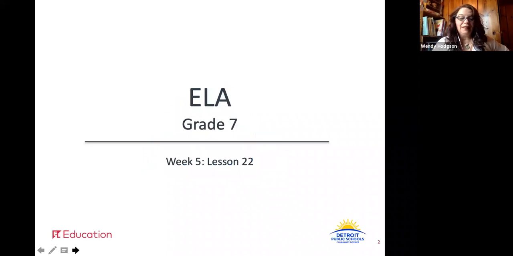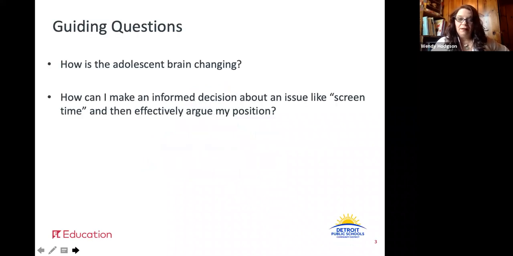Today, we're going to continue our learning with the same article and around our guiding questions. Number one, how is the adolescent brain changing? Specifically, with our article this week, we've been looking at curiosity and how being curious actually changes the adolescent brain, everybody's brain. So being a wondering person, I wonder why, or I wonder if. And so being curious is the focus of our changing adolescent brain this week.